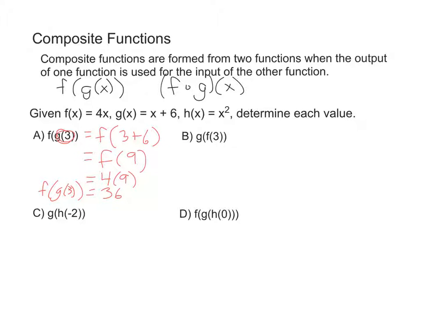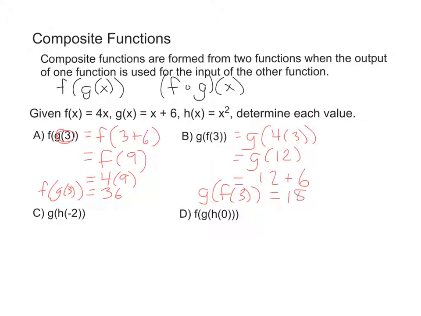For g of f of 3, we're going to find, so leave the g and the brackets and do the f of 3. f of 3 is 4 times 3 because you put the 3 in for x. So then it's asking us to find g of 12. Since g of x is x plus 6, g of 12 is 12 plus 6. So g of f of 3 is equal to 18.